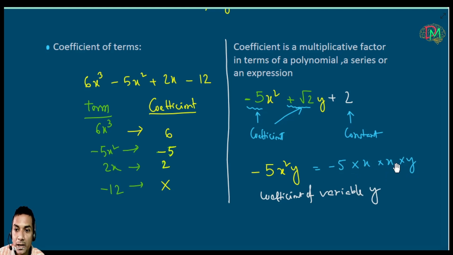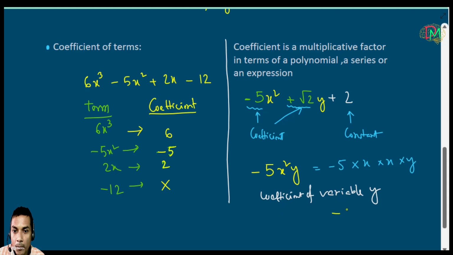Or if I ask you what is the coefficient of y, then what is the remaining part? Minus 5x into x, that is minus 5x square. So here the coefficient of the variable y would be minus 5x square. This is the right answer. Clear?